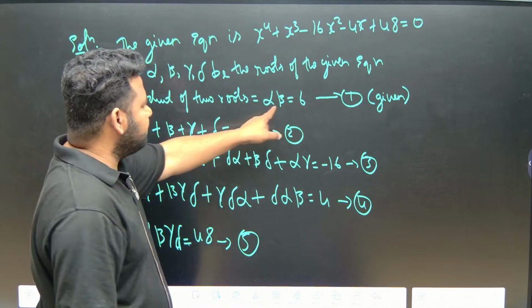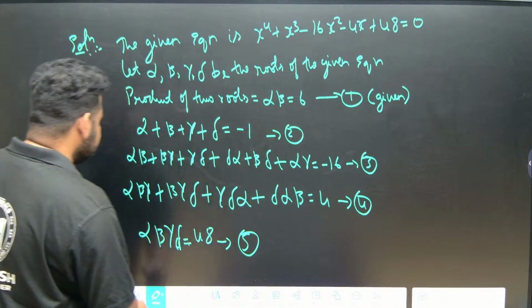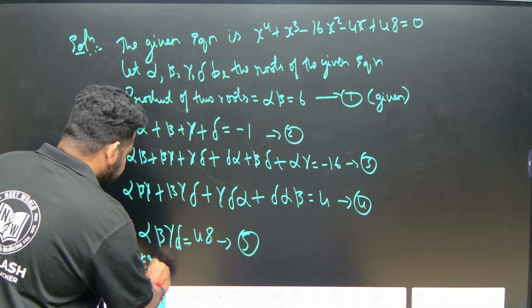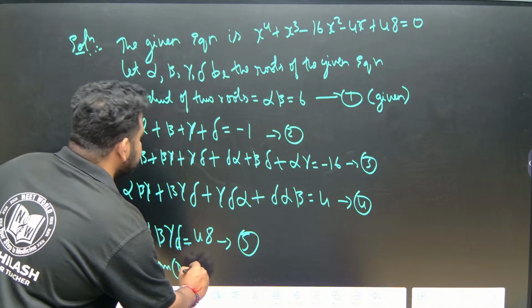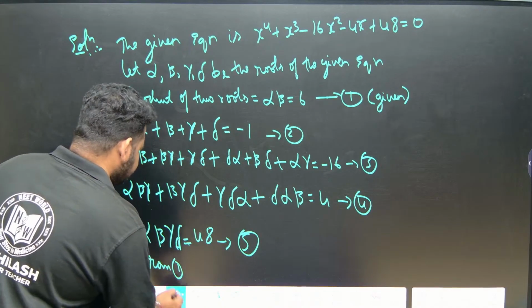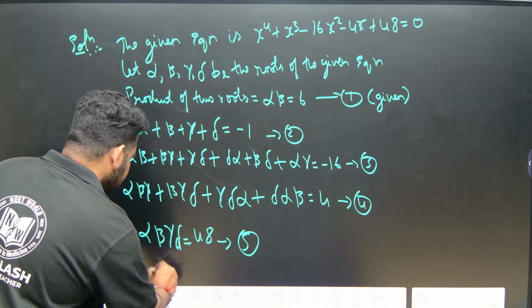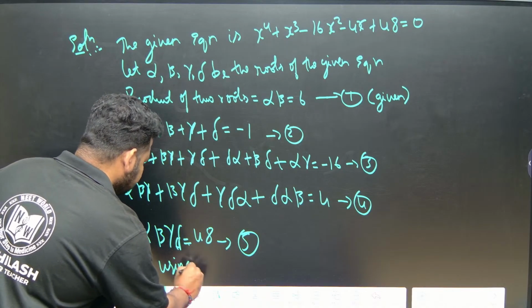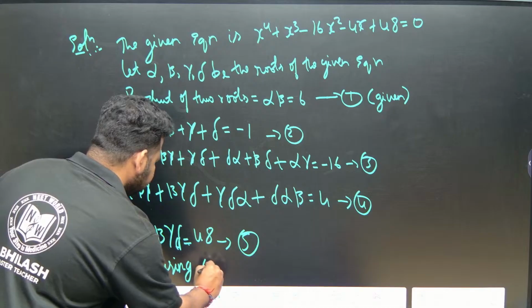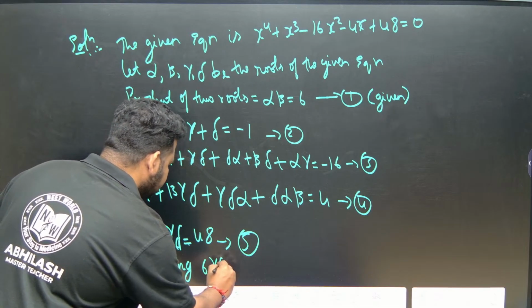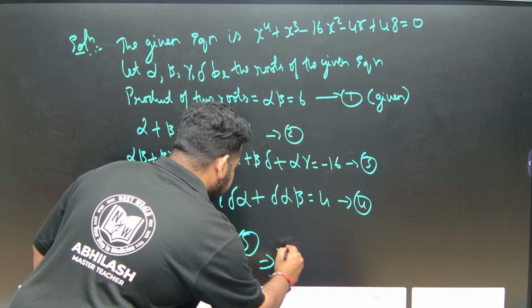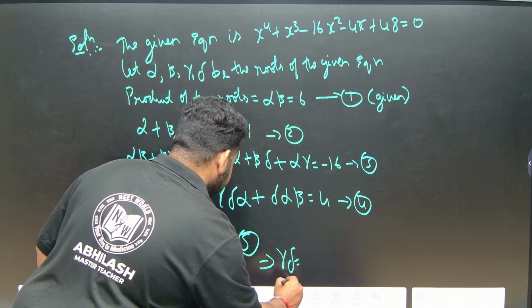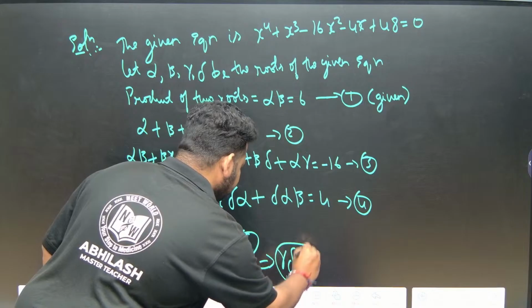But we know that alpha beta is equal to 6. From equation 1, alpha beta is equal to 6. So using 1, alpha beta will become 6 into gamma delta, is equal to 48. That implies gamma delta will become equal to 48 by 6, that is nothing but equal to 8.